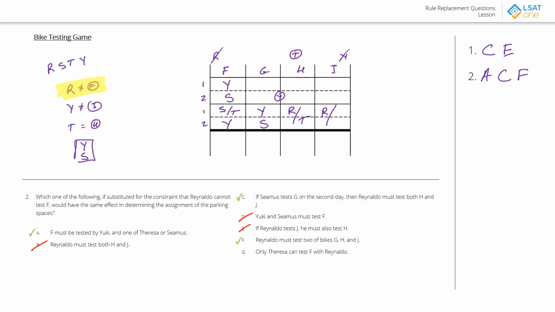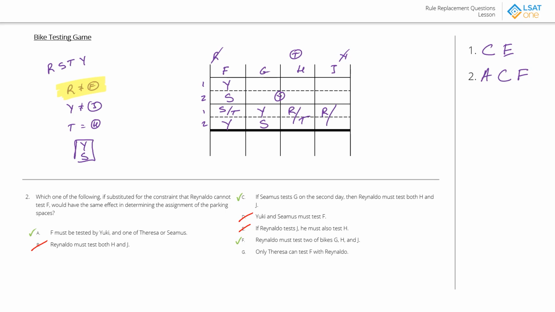Lastly, G, only Teresa can test F with R. So if we implement a rule that says that T is the only person that can test F with R, now is that true? In a very roundabout way, I suppose that's true, because when you say only Teresa can test F with R, that means that the other people, such as Y and S, cannot test F with R, which is accurate in a sense. S and Y cannot go into F with R because, well, R can never go into F. So in a very technical roundabout way, I suppose G had to be true.